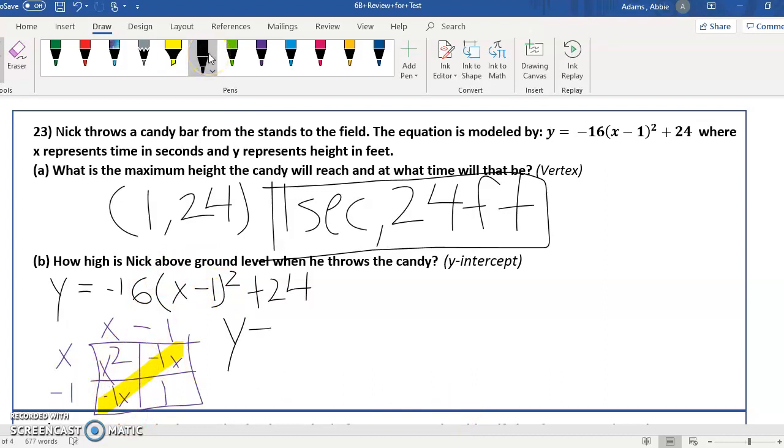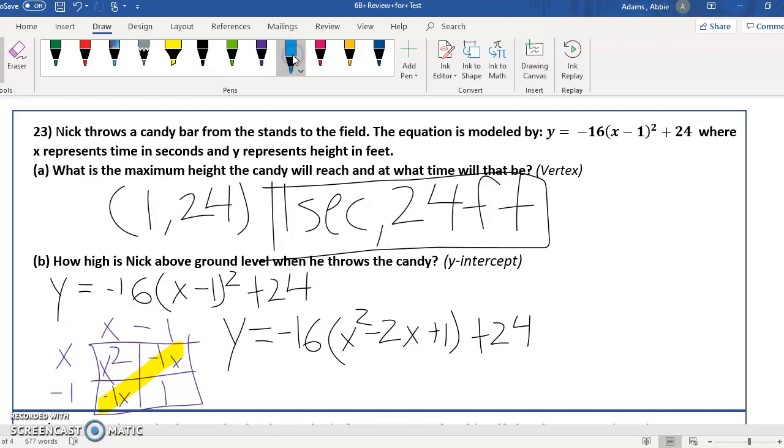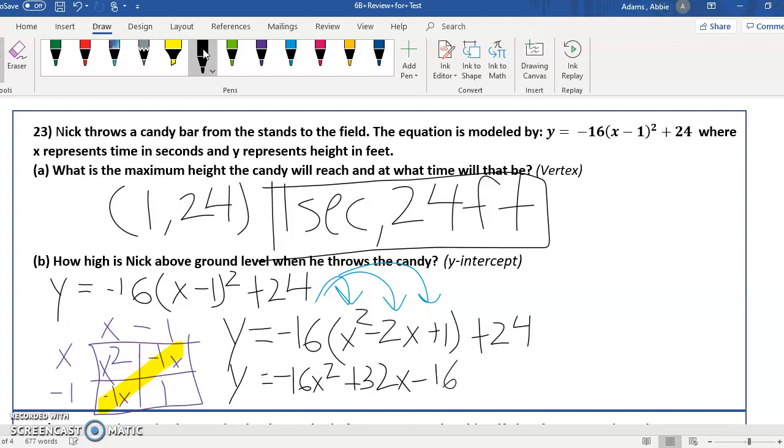So I can rewrite my equation as y equals negative 16 multiplied by (x squared minus 2x plus 1), and then we still have plus 24 on the outside. Second step is to distribute. We're going to distribute the negative 16 throughout our parentheses. So I'm going to have y equals negative 16x squared. Then negative 16 times negative 2x gives us a positive 32x. And negative 16 times 1 gives us a negative 16. And we're still going to have positive 24 on the outside.